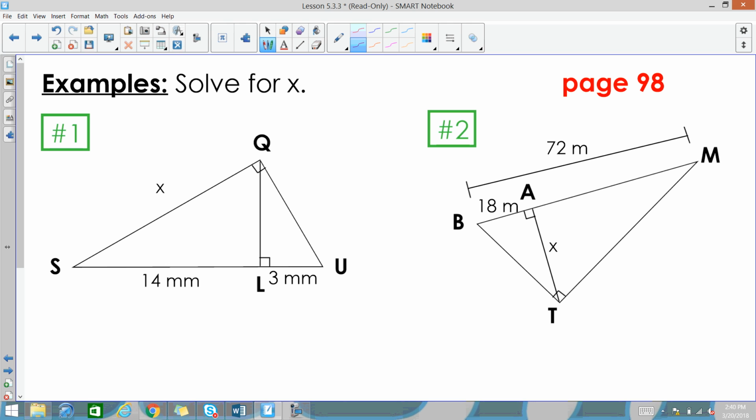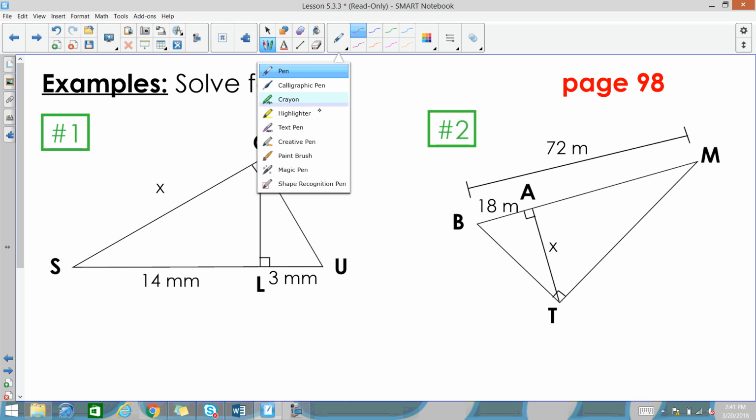All right. So here we go. Let's see if this is going to work right now. All right. So here we go. Solve for. Why does it put the eraser up? I don't know why the eraser is still up. That's not good.